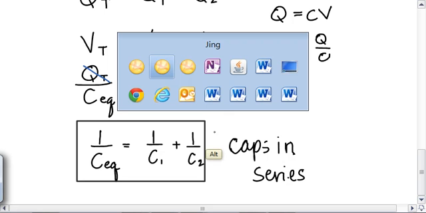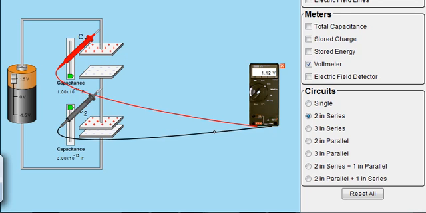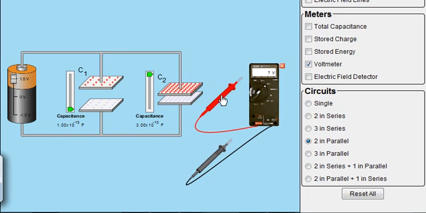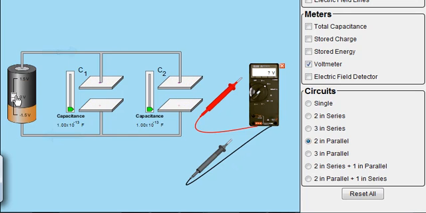Alright, so now let's look at them in parallel. So over here, I'm going to put 2 in parallel. Grab my voltmeter here. And let's do the same thing. Let's start out with equal capacitance. And our battery is maxed out. If I draw it down, let's see. So as I increase the voltage, each one of the capacitors is increasing in charge.